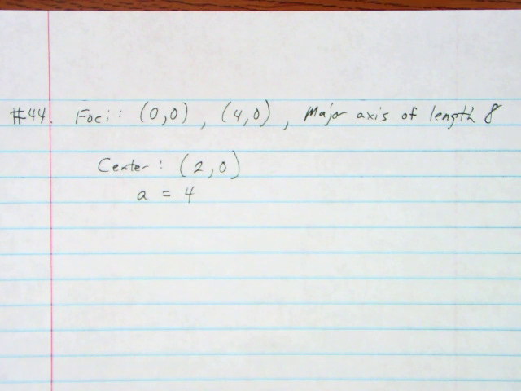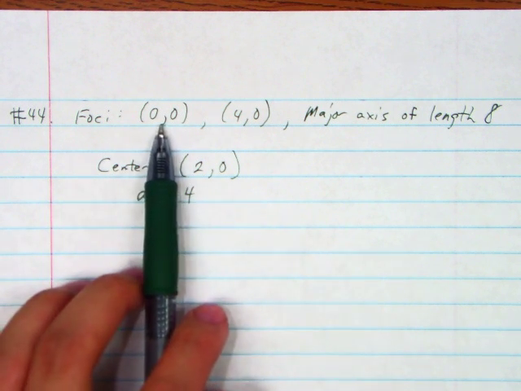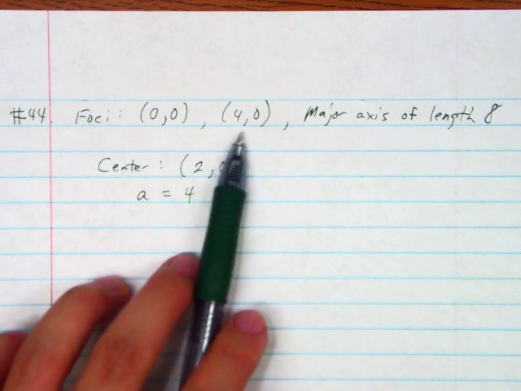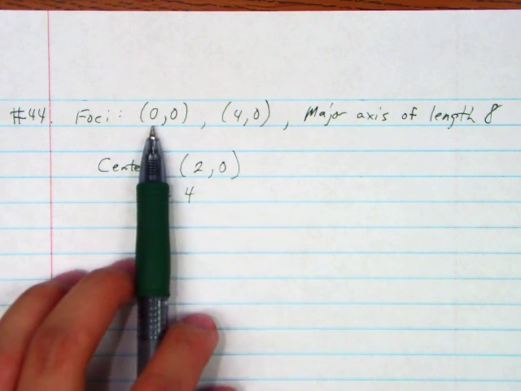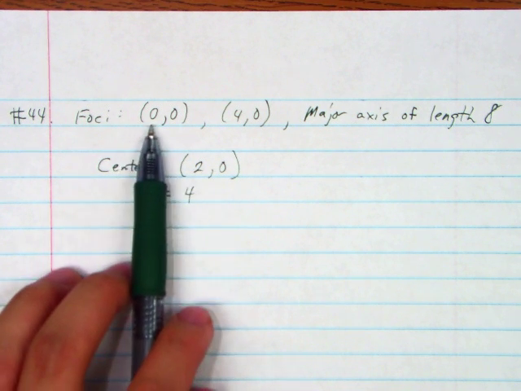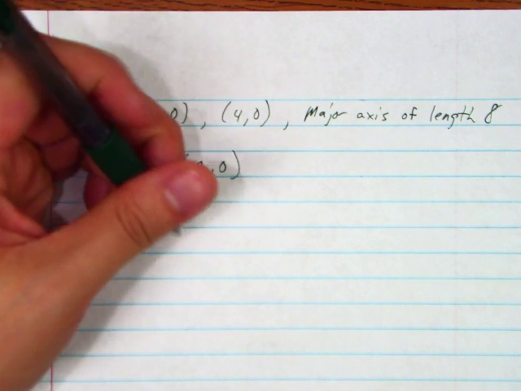And also I know here, my foci are (0, 0) and (4, 0). Half of that would be 2, sort of like how I found the center. Therefore, I know my c value is 2.